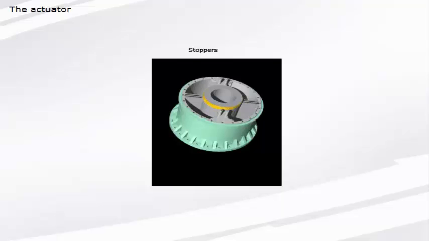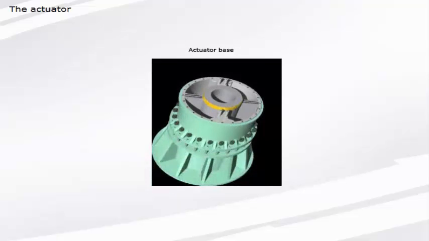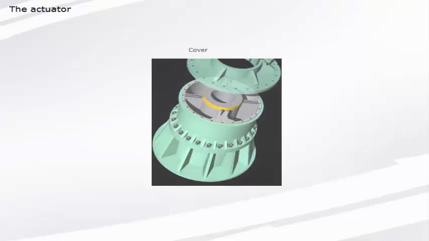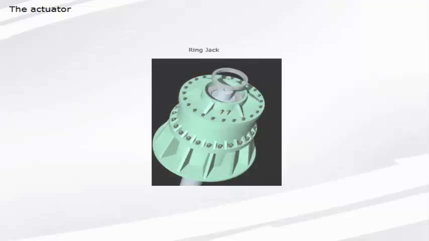This is the base for the actuator. This cover forms the top of the pressure chambers. This is the ring jack. It is used during installation to force the rotor onto the rudder stock. This is the rudder stock nut.